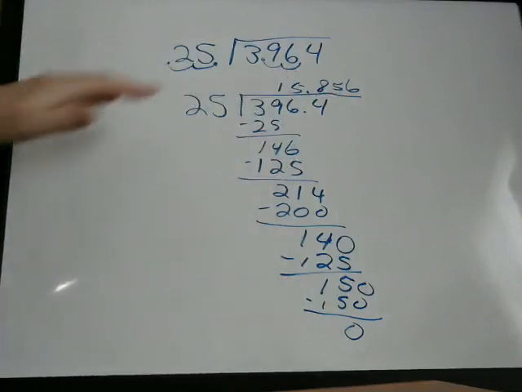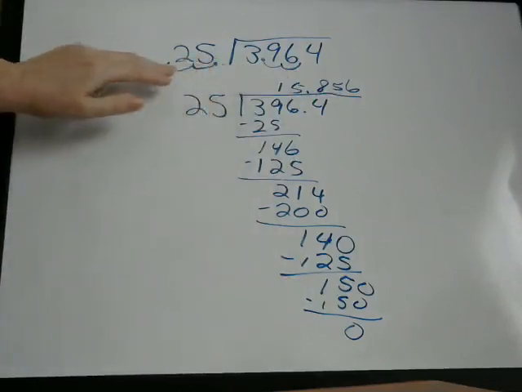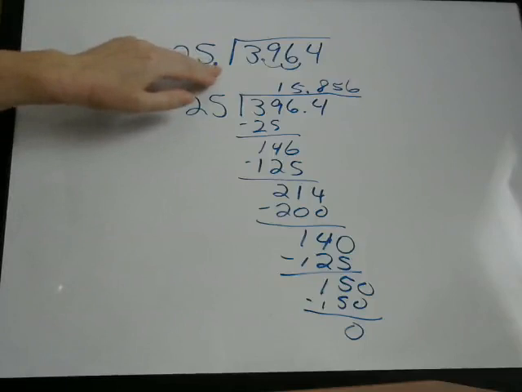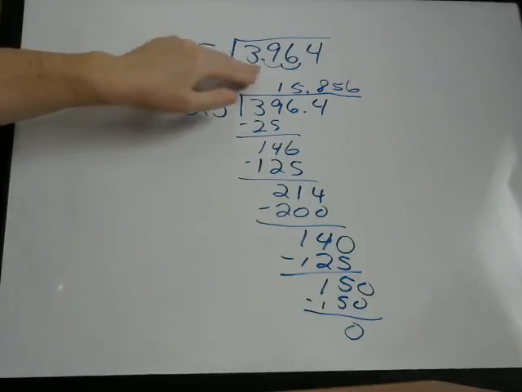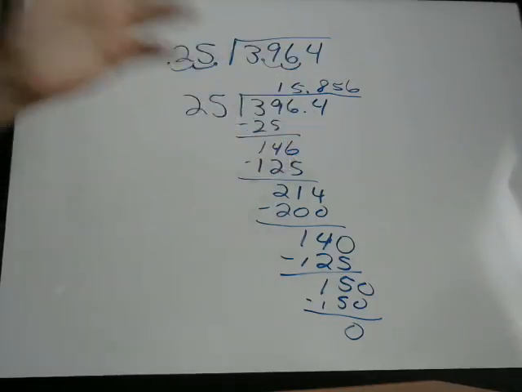15.856. So again, when we divide by decimals, make sure that you move the decimal point over, and however many times you move it over to get a whole number, that's how many times you have to move it over in this part as well. And then you just do normal division.